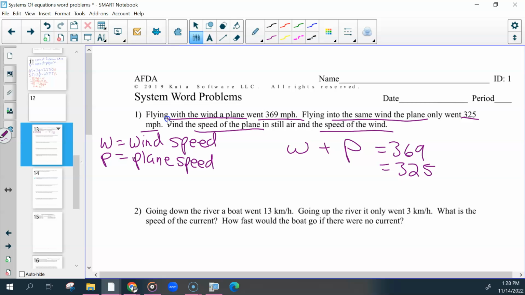And then flying into the same wind, we are subtracting. But if you're not sure which one we're subtracting, think about it like this. Is the wind helping the plane speed, or is the plane speed helping the wind speed? Since the wind is helping the plane speed, the wind is what we need to subtract. Awesome. I'm going to switch the order of these so that they line up.